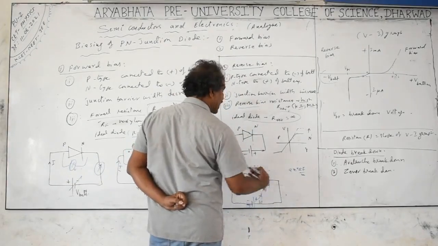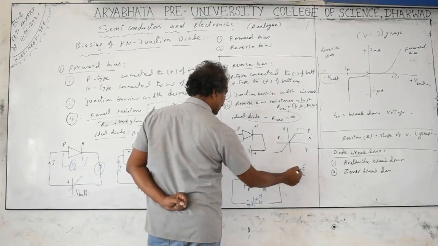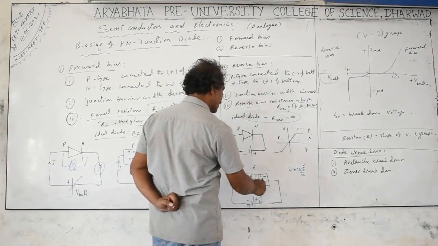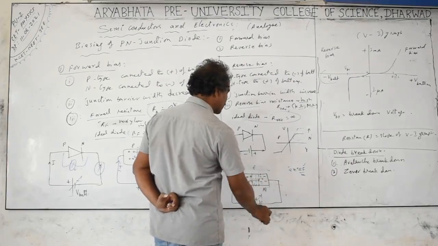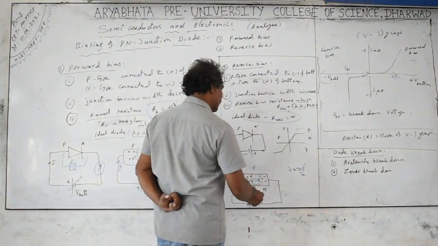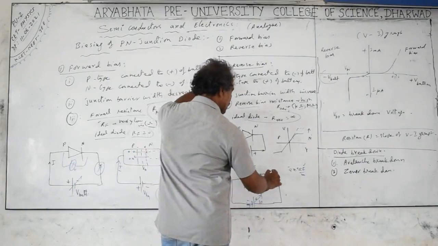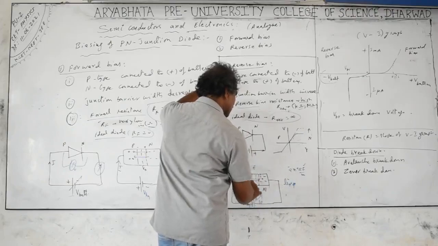When the voltage is very high, the acceleration is more. More voltage means more electric field, and more electric field means more acceleration. More acceleration gives a higher probability of collision of the electrons with the bonds, and because of that, more bonds break. Temperature also increases with the friction and collisions, and when the temperature increases, more bonds break.